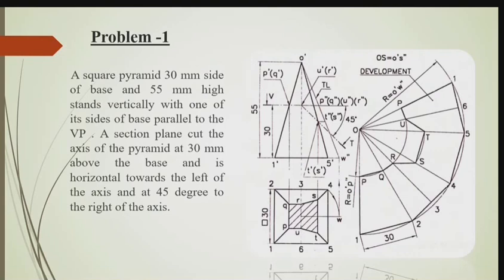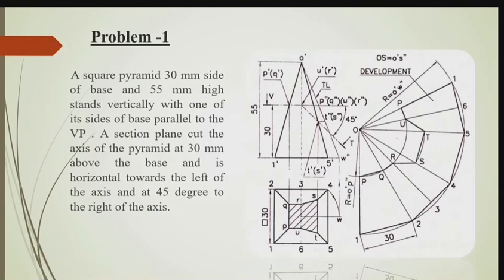A square pyramid with 30 mm side of base and 55 mm height stands vertically with one of its sides of base parallel to VP. A section plane cuts the axis of the pyramid at 30 mm above the base and is horizontal towards the left of the axis and at 45 degrees to the right of the axis.